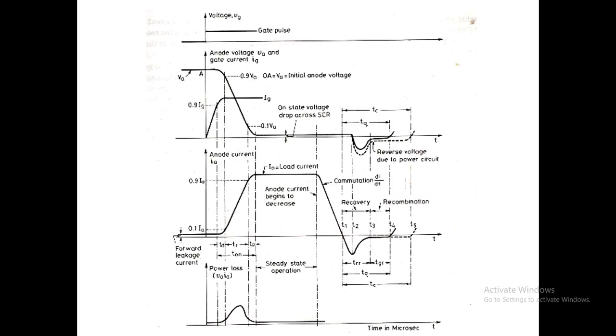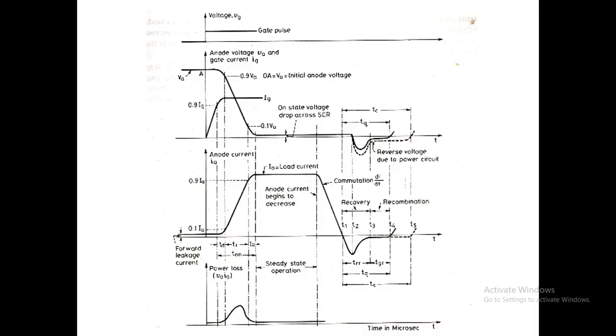The last one is TP, the spread time. During that, the current increases from 90% to the maximum value of IA, and the voltage decreases from 10% of VA to the on-state voltage drop of the SCR. During the rise time, both parameters, the anode current and the anode voltage VA, are at high values, so there will be some power loss across the device. That is indicated in the fourth graph.